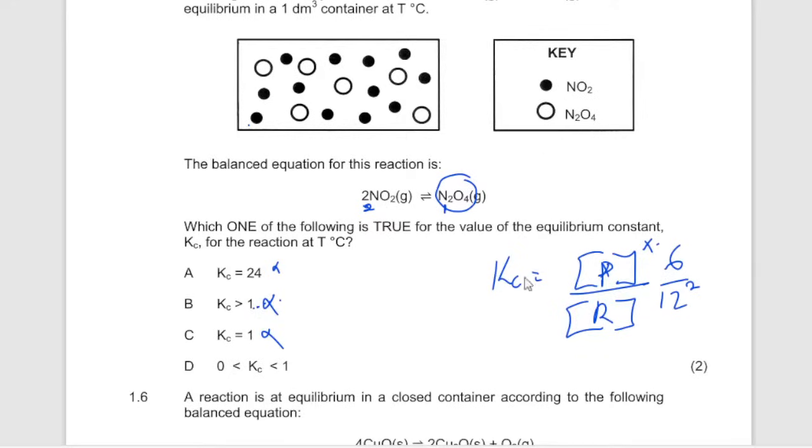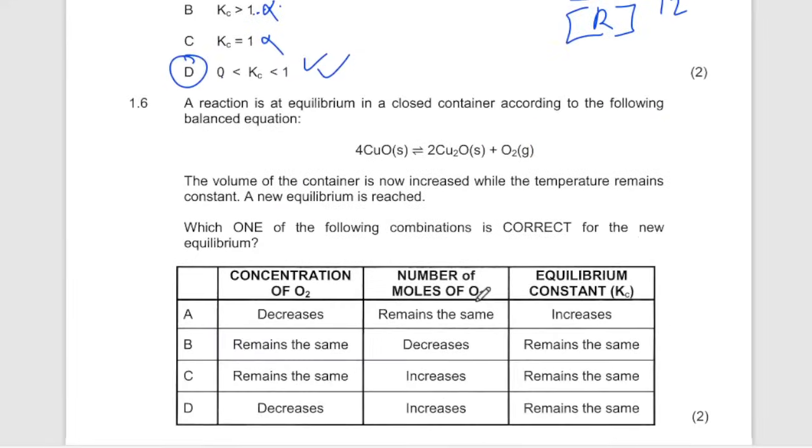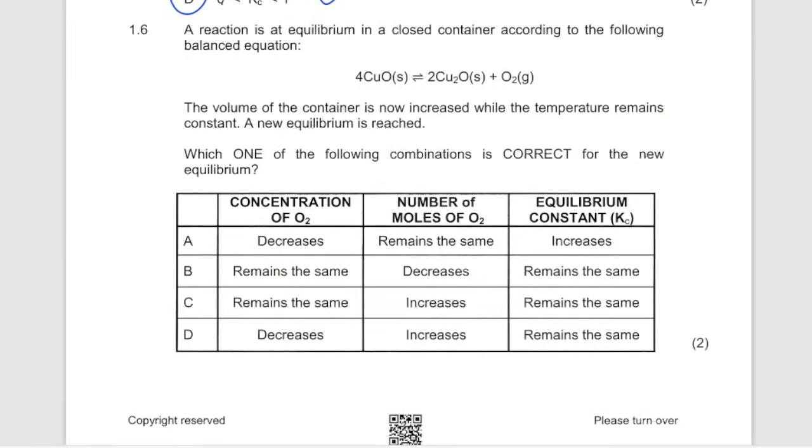Kc is equal to 1. It can't be because they're not equal. Kc is greater than 0, yes, but less than 1. I think that is the perfect answer for this, and that becomes D, the most correct answer. Then we go to the next question.